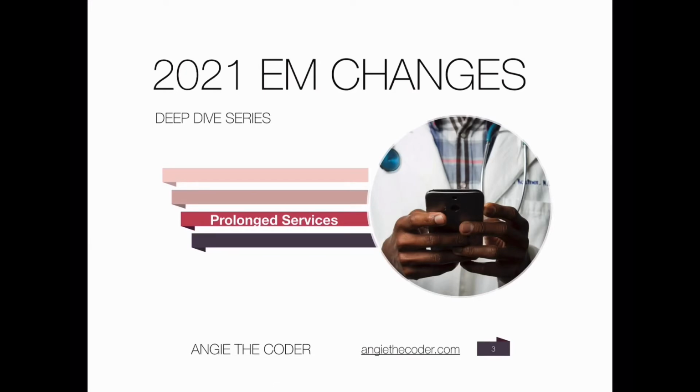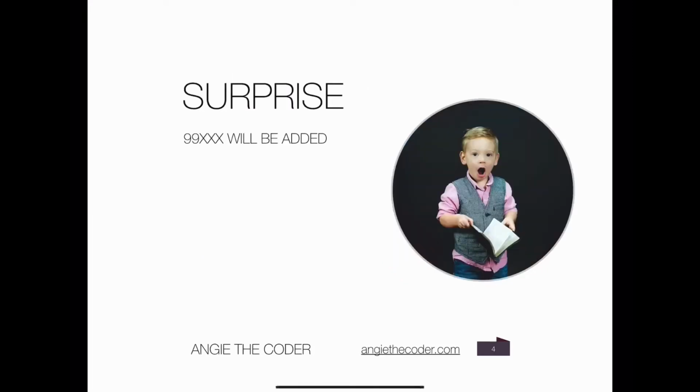If you haven't seen the video that I did on time, you may want to go back and watch that one first, because this is going to tie into that just a little bit. And I do have a surprise for you. The surprise is we got a new code for prolonged services. Code 99XXX was added, or will be added, for 2021. And this code is specifically for prolonged services.